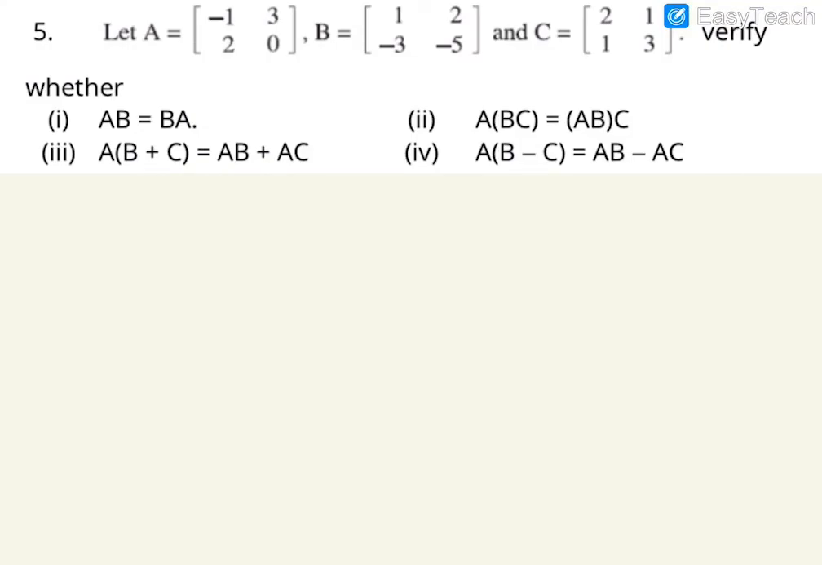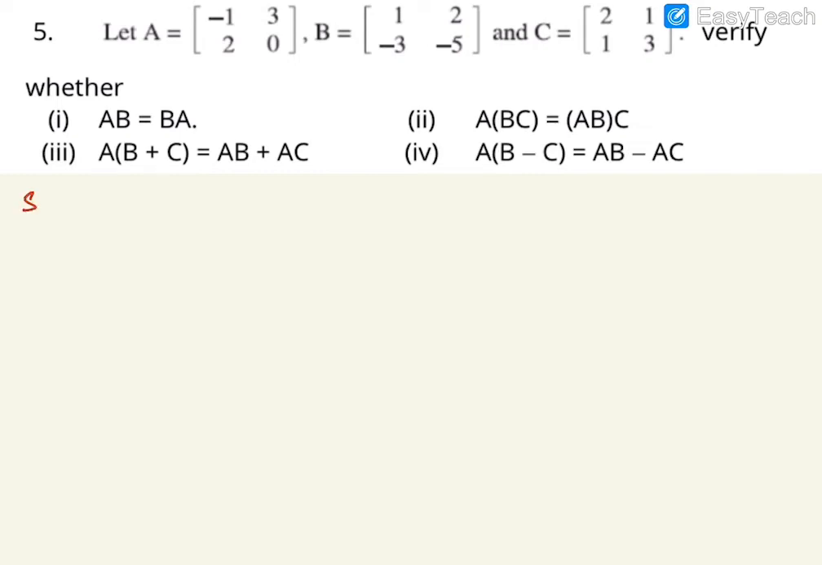Now question number 5, A is given of order 2 into 2, B is of order 2 into 2, and C is also of order 2 into 2. Multiplication is possible, AB, BA, AC, BC, CA, all are possible. So we just need to verify whether AB is equal to BA. Is it commutative with respect to multiplication, or is it associative or distributive? Laws over addition and subtraction verify or not, we have to check all this.